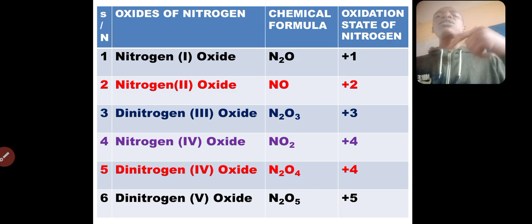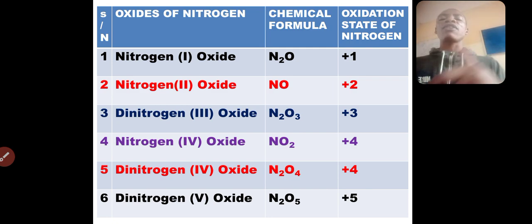In dinitrogen 4 oxide, this kind of configuration, you are going to have NO2 and N2O4. They are 2 different interconvertible compounds. That is, NO2 can convert to N2O4 and vice versa based on suitable conditions. And in both cases, the nitrogen there is exhibiting a +4 oxidation number. Then dinitrogen 5 oxide, we have nitrogen exhibiting a +5 oxidation state.